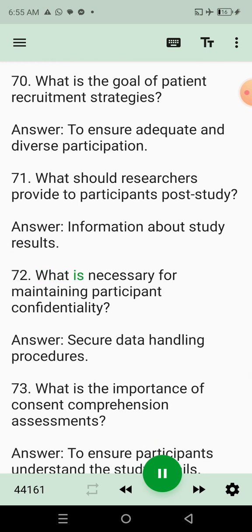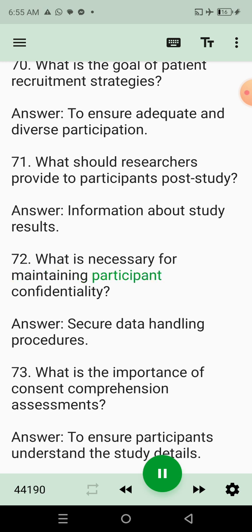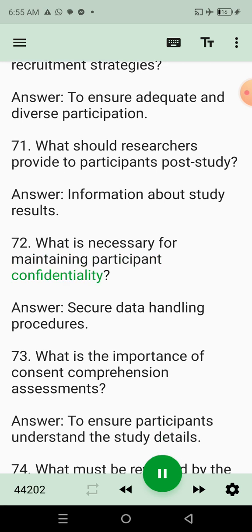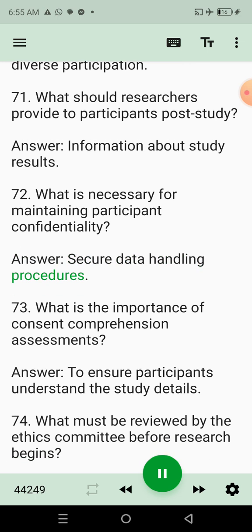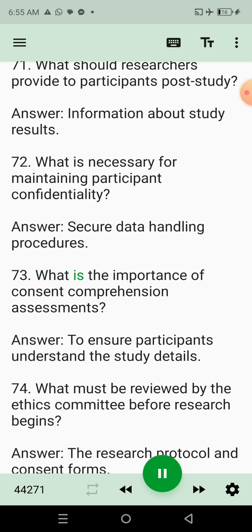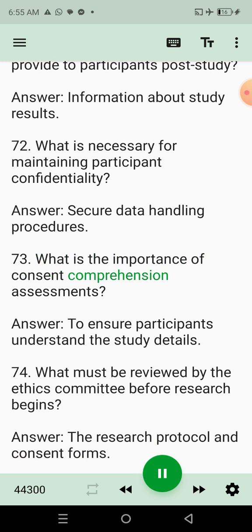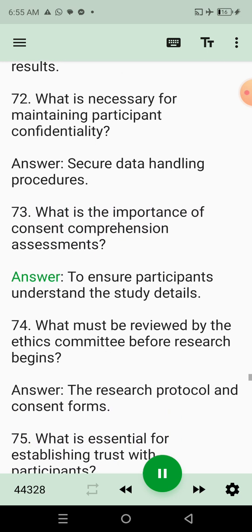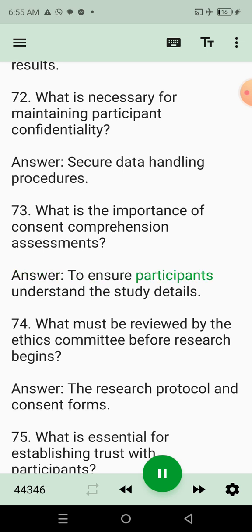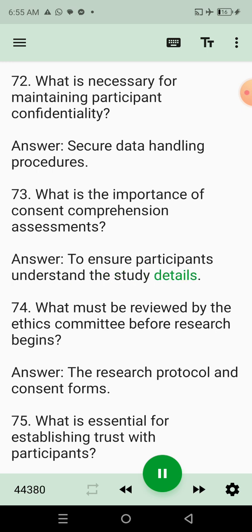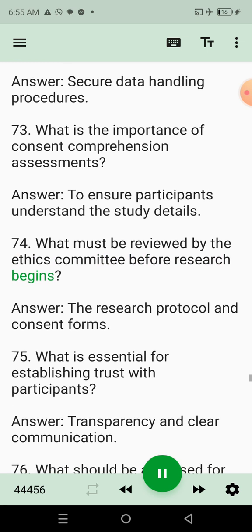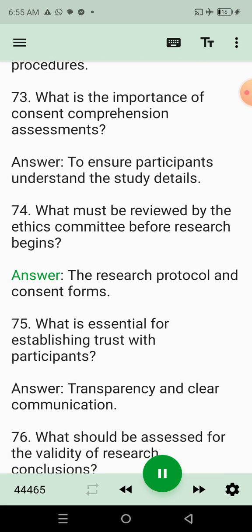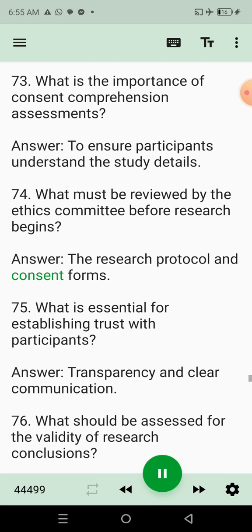72. What is necessary for maintaining participant confidentiality? Answer. Secure data handling procedures. 73. What is the importance of consent comprehension assessments? Answer. To ensure participants understand the study details. 74. What must be reviewed by the Ethics Committee before research begins? Answer. The research protocol and consent forms.